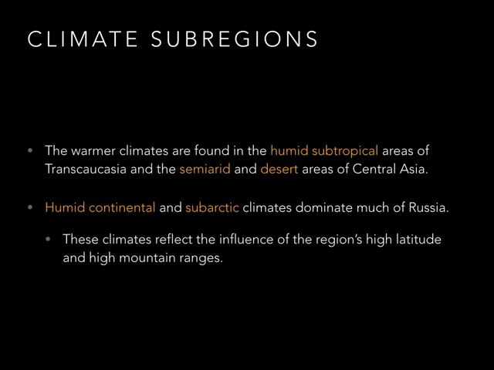Climate of extremes. Climate subregions. The warmer climates are found in the humid subtropical areas of Transcaucasia, and also warm climates in the semi-arid and desert areas of Central Asia. Much of Russia is either humid continental climate subregion or subarctic. The climates reflect the influence of the region's high latitude and also the location of high mountain ranges.